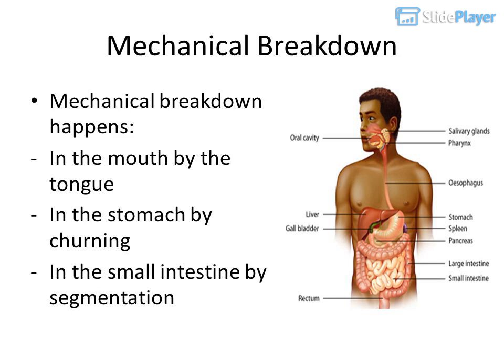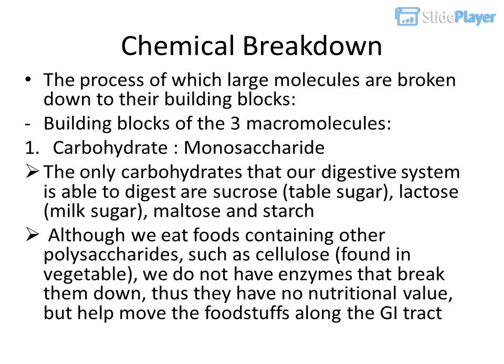Mechanical breakdown happens in the mouth by the tongue, in the stomach by churning, and in the small intestine by segmentation. Chemical breakdown: the process by which large molecules are broken down to their building blocks. Building blocks of the 3 macromolecules.